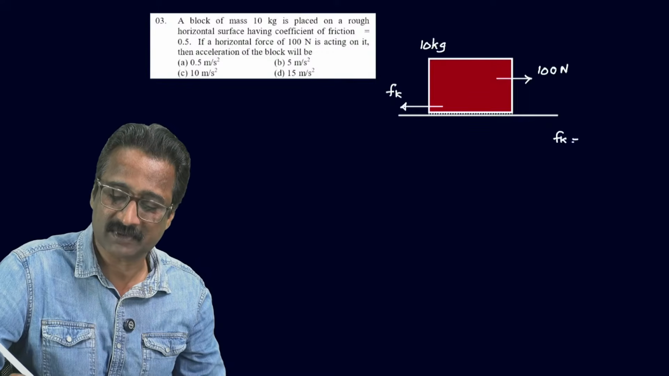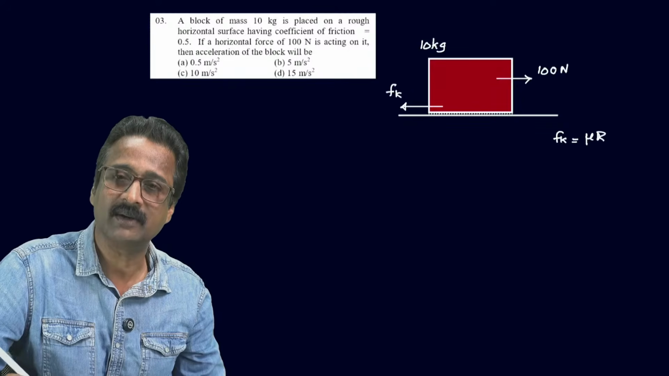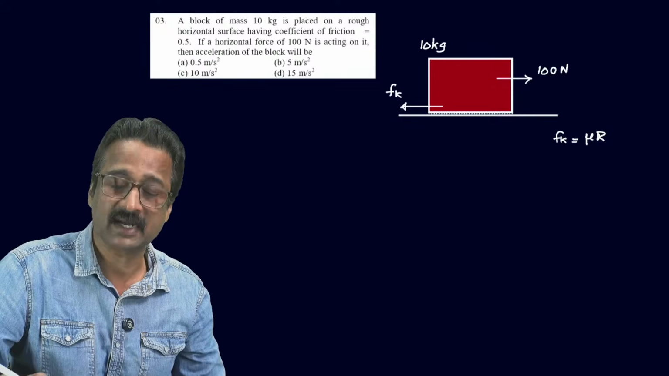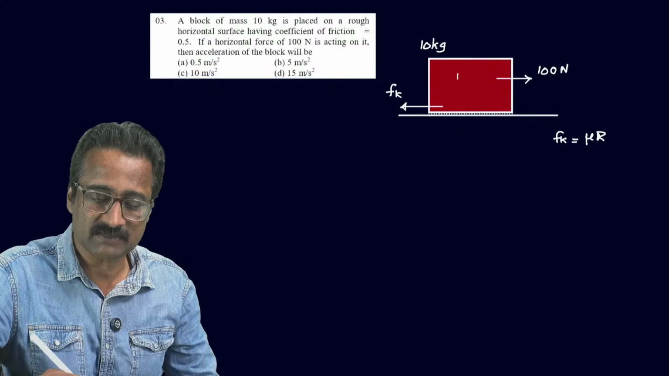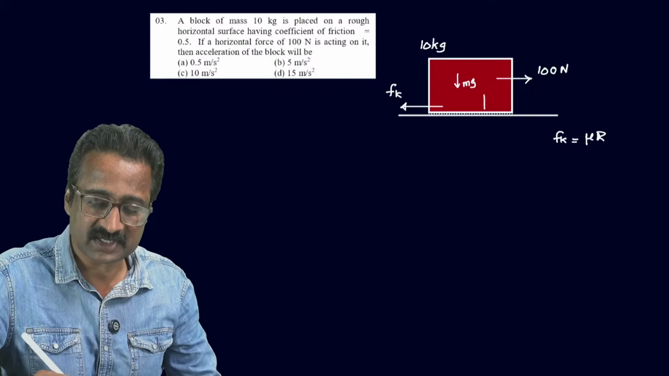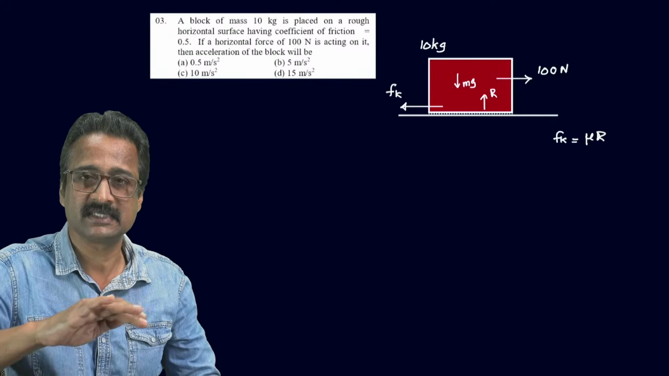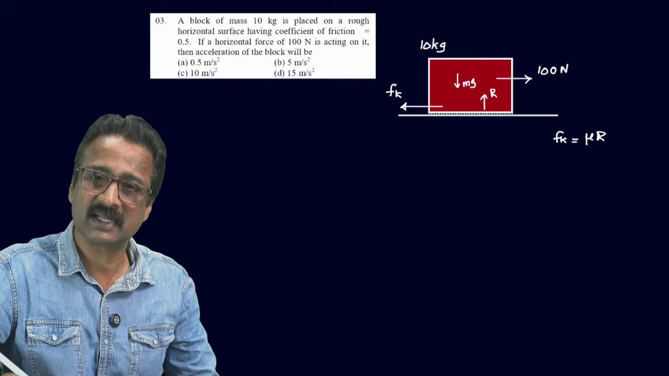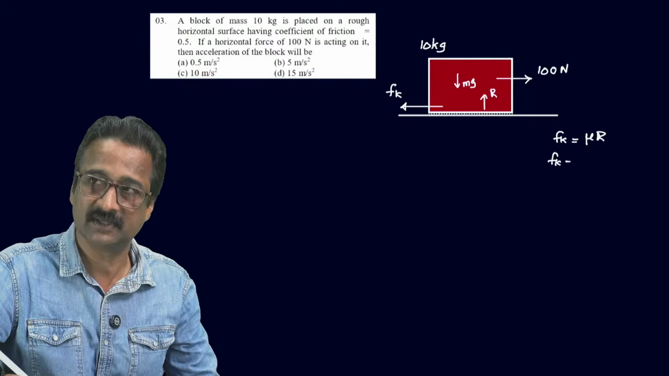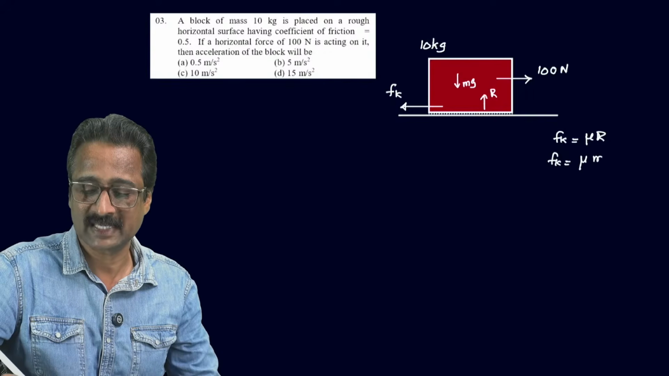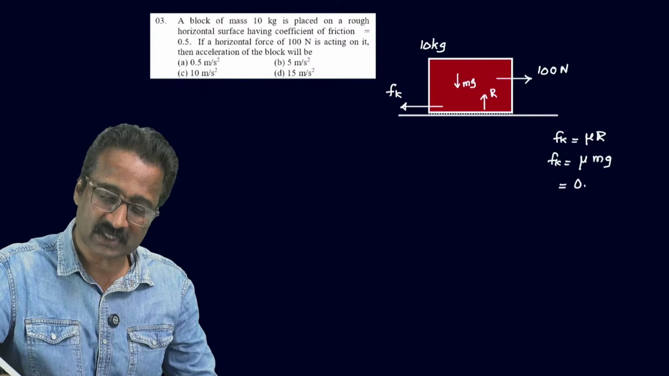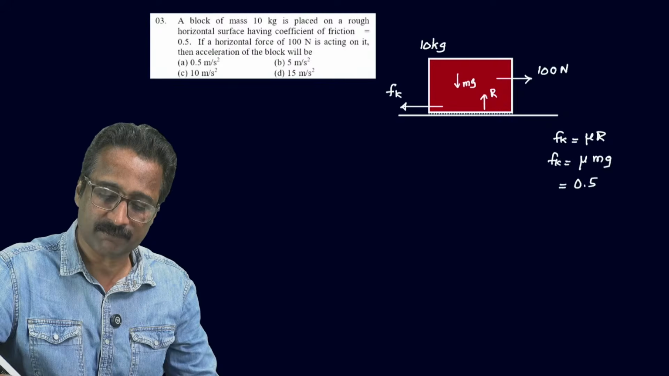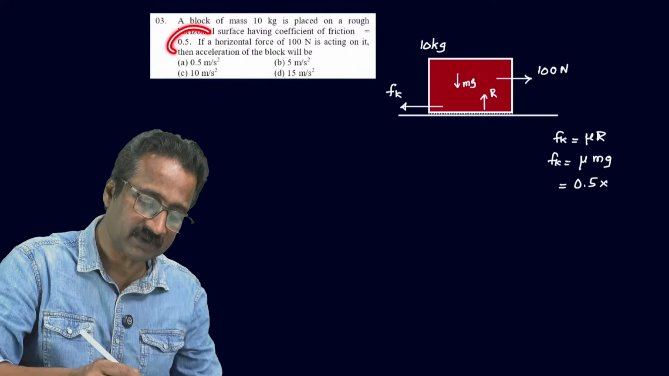How do we calculate Fk? Fk is given by again mu into R, where mu is the coefficient of kinetic friction and R is the normal reaction. As I just said earlier, R is nothing but mg of this body. If there is mg acting downward, it is the normal reaction, capital R, that is balancing it since the surface is horizontal. So R can be written as mg also. So the Fk you can see here is equal to mu into mg. That's it. And in this question, mu is given to be 0.5.